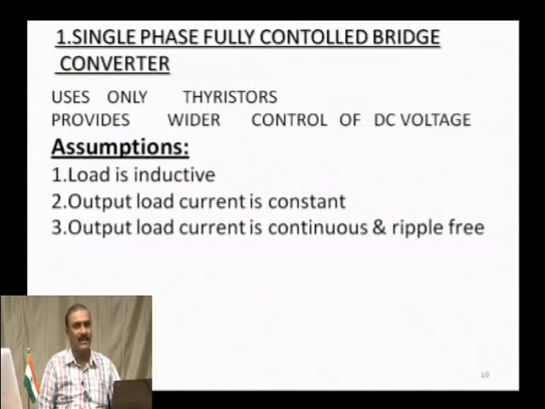Number one is the load is inductive. I have not said the load is resistive, the load is inductive. You know, if it is a resistance, you get discontinuous current at the output during changeover. I will discuss these things a little in due course. Now the first assumption is the load is inductive. The other one is the output load current is constant. This is the major assumption. So for a constant load current, that is continuous load current, the output load current is continuous and ripple free.